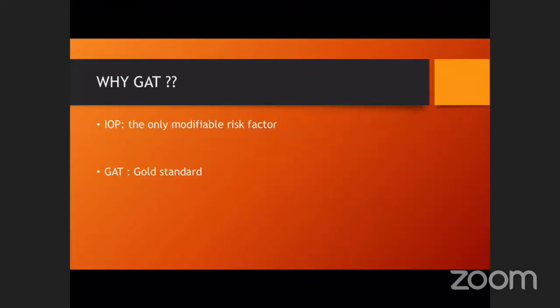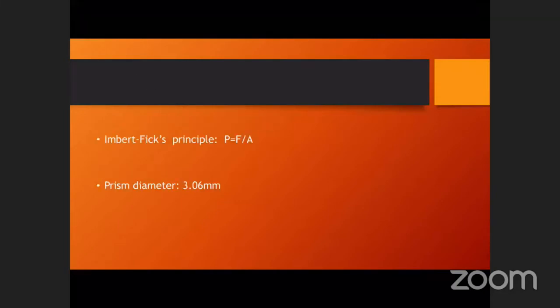So why GAT, Goldmann Applanation Tonometer? So as we know, the IOP is the only modifiable risk factor, and GAT still is the gold standard. It works on a modified Imbert-Fick principle where pressure is equal to force applied by area. And when the prism diameter is 3.06 mm, it cancels all other forces except the important forces which we are considering here.